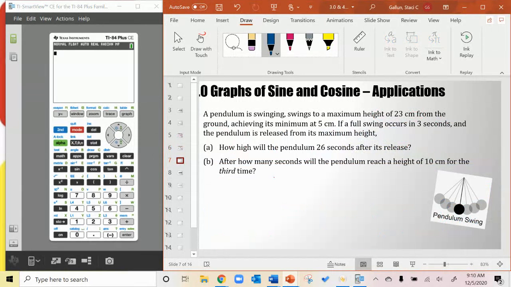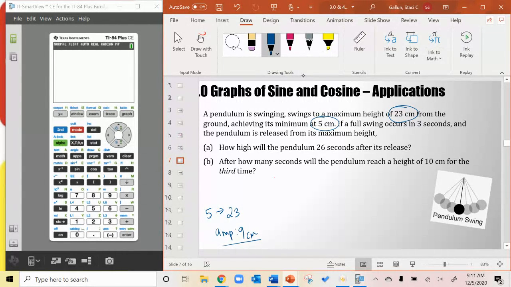And let's take a look at this last one that we're gonna do together, a pendulum. So a pendulum is swinging. There's this little picture here. It swings to a maximum height of 23 centimeters from the ground and it achieves a minimum of 5 centimeters. So right away, 5 to 23, that's going to be the range. So my range would be 18. So I actually know right away my amplitude is 9, right? Cool. I'm just going to write it down as I think about it.